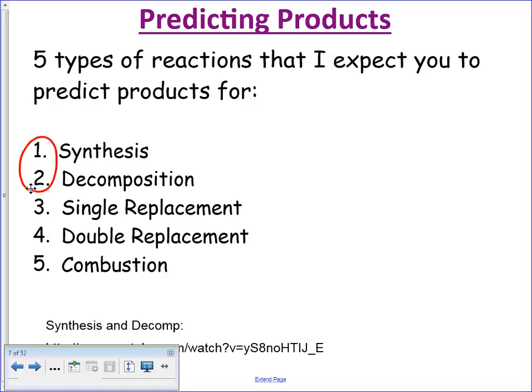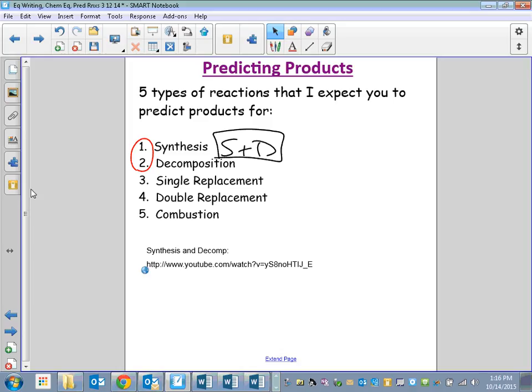Just write down synthesis and decomp, or S&D. And that's what we're talking about today. Okay, and I'm going to start you off with a video. Let's look at types of reactions. Tell me when you're ready. Start your video. Give me a little break here.